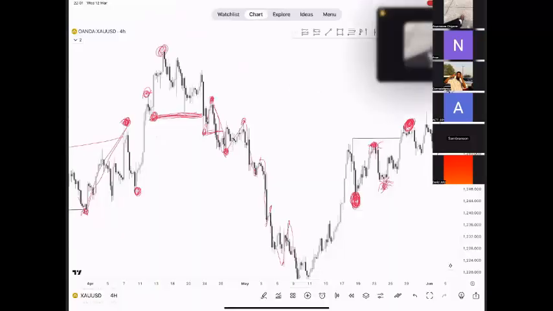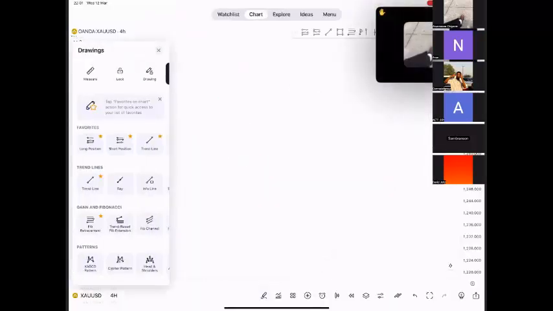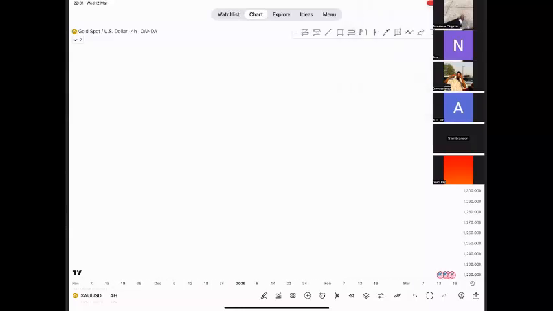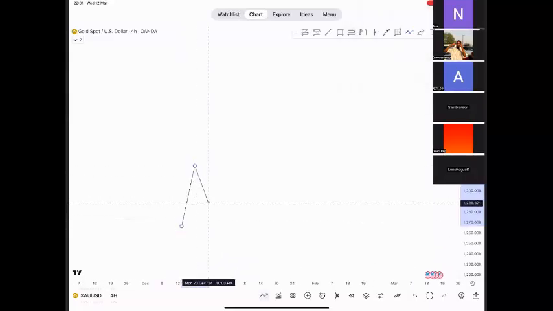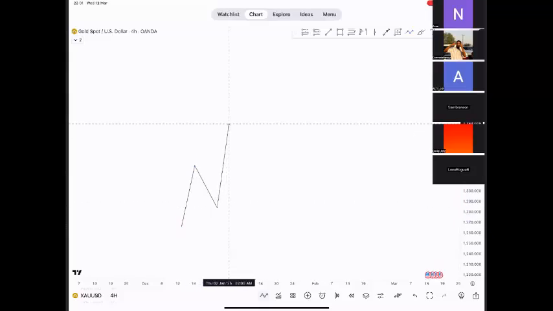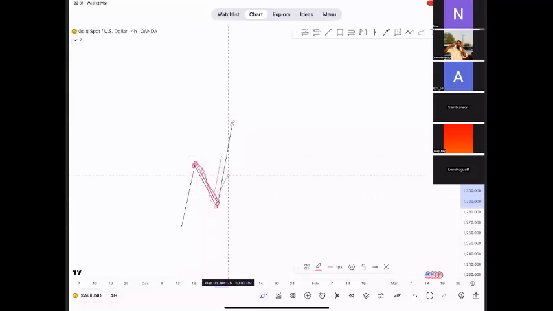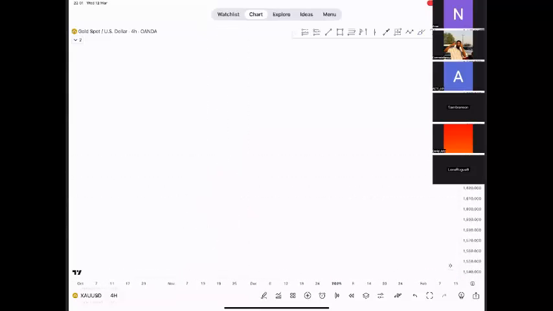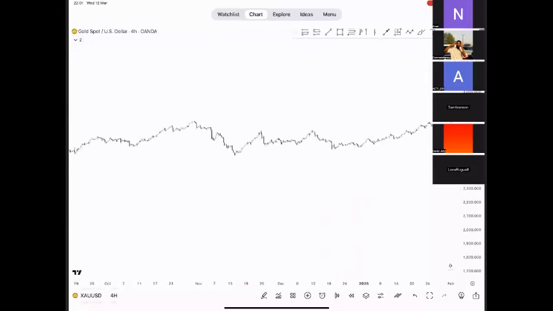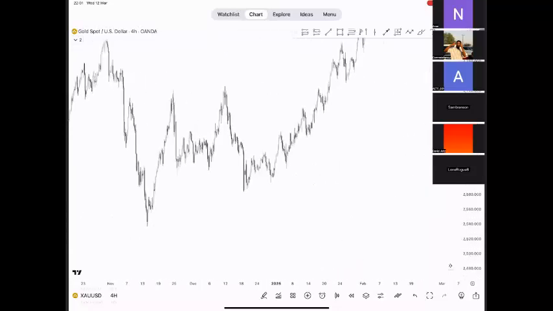Let me show you something. Most of the times, you know what a pivot is, right? It's just like a V. It should create a pivot, a low to a high to a new high. So it should actually give you a significant pivot. Let's go to the chart. Let me show you a significant one and the one that is not significant.